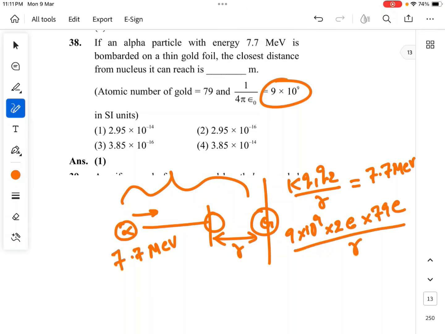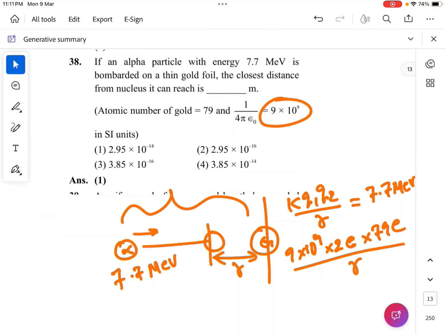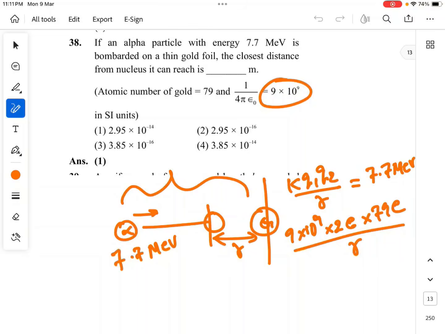Divided by r. Some people tend to write r square. That is a problem; you should take care. So that you equate it to 7.7 mega electron volts, that is 7.7 into 10 power 6 into eV.